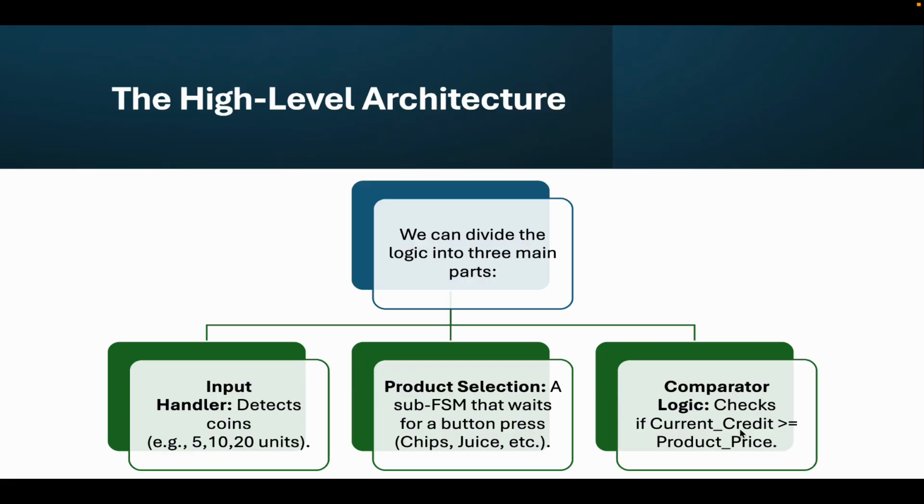Later, the third part is the comparator logic. What this comparator logic will do, once you have inserted the money and you have chosen your product, is check whether the amount you have put in is lesser than or greater than the product price. So if the current credit, whatever you have put in the vending machine, is greater than or equal to the product price, then it will give out the product.